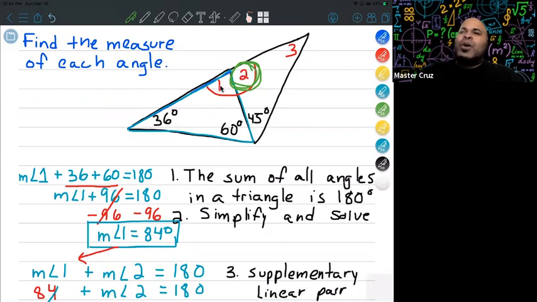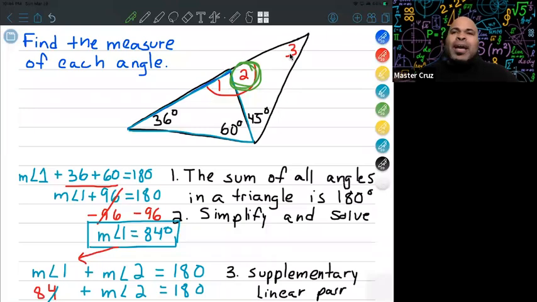You don't count the 1 because the 1 is right next to the 2. It's forming the linear pair. The other two angles outside on the other side, that's 36 and 60, it equals 2. But we'll talk about that a little bit more later because now we need to find angle 3. We found angle 1 and we found angle 2, but now we need to find angle 3. How can we find angle 3?